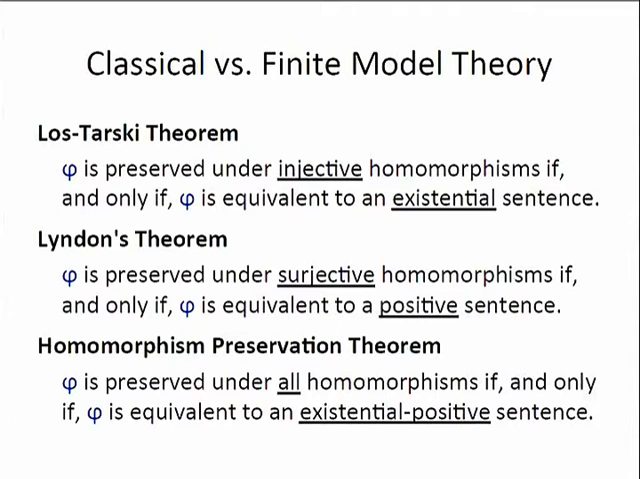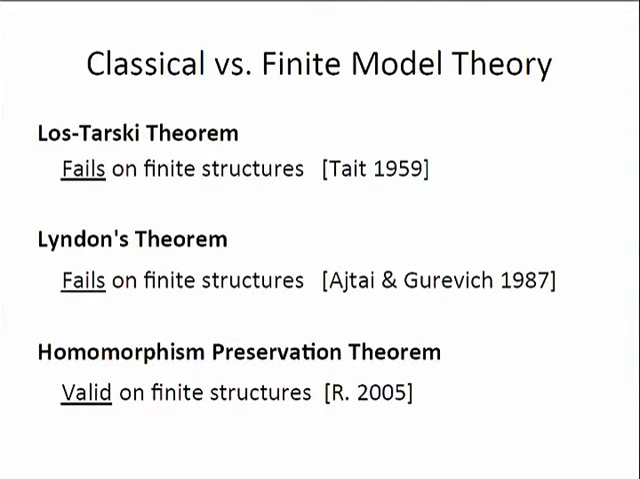And then a third theorem, known as the homomorphism preservation theorem, looks like the intersection of these two theorems. It says that if phi is preserved under all homomorphisms, or under both injective and surjective homomorphisms, then it's equivalent to a sentence which is both existential and positive. These results are statements about the class of all structures. But if we restrict to just finite structures, then it turns out that the first two of these theorems, the Łoś-Tarski theorem and Lyndon's theorem, fail on finite structures.